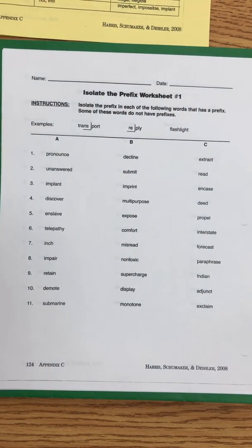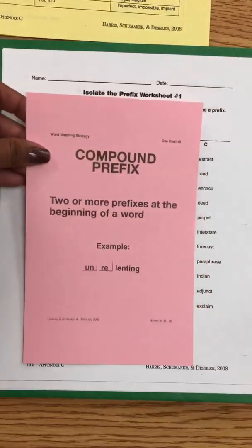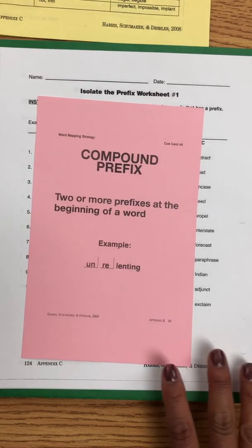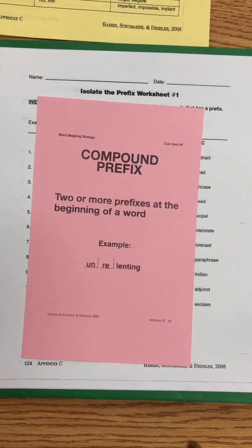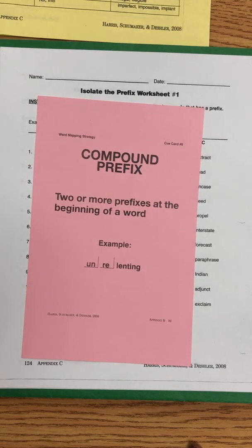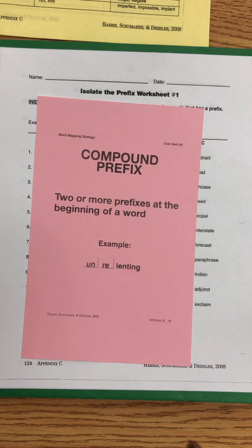And then we have compound prefixes. Okay. And compound prefixes are 2 or more prefixes that are at the beginning of the word. Compound prefixes are not very common, but they do occur. For example, the word unremarkable contains a compound prefix. Okay. Unremarkable. What are the 2 prefixes in unremarkable?